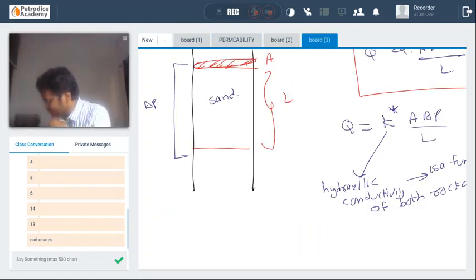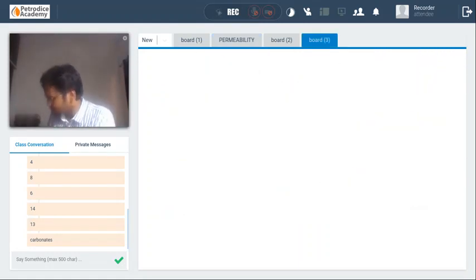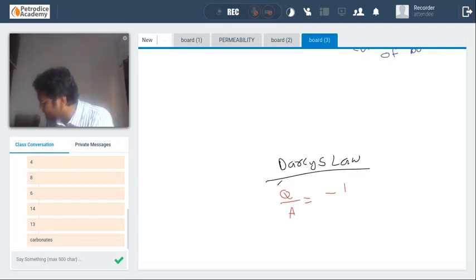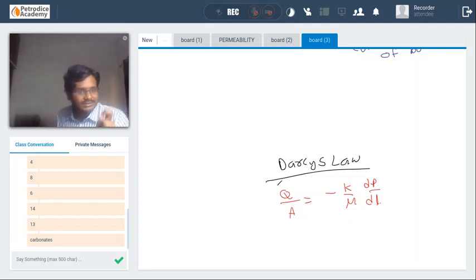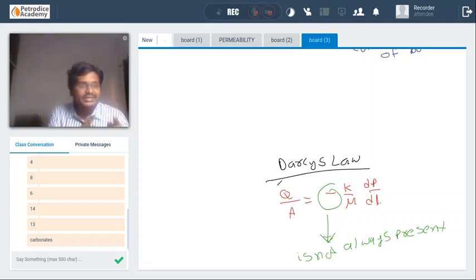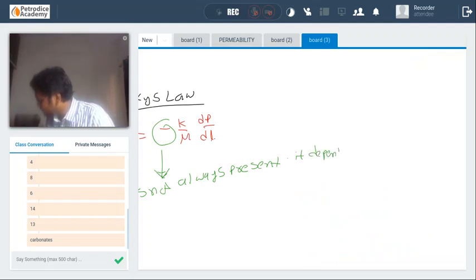So let me explain this. Darcy's law: we found that Q by A is equal to minus K by mu dP by dl. This is defined as Darcy's law. And remember, this negative sign is not always present. It depends on the situation. Let me explain this, guys.